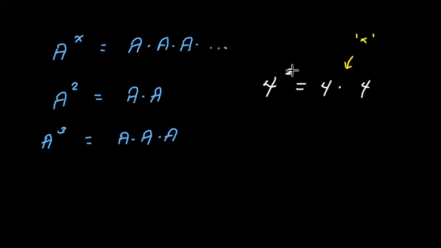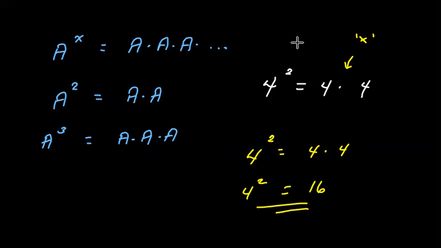But because we're not at a point where we're starting to use other letters as variables, x and y and z, we try to avoid using x where possible to represent times, okay? So 4 squared is equal to 4 times 4, which is equal to 16. So 4 squared is equal to 16.